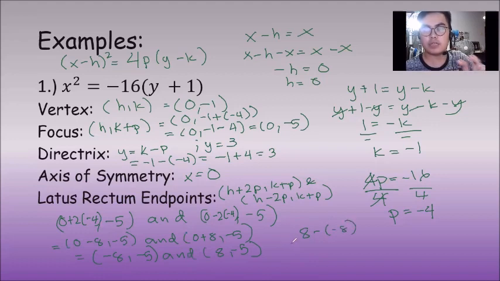So we need to find the difference of the x-coordinates of the latus rectum endpoints to get the latus rectum. So 8 minus negative 8 is 16. So the absolute value of 4p is the latus rectum, which is 16. Okay, so now we're going to move to the next example.